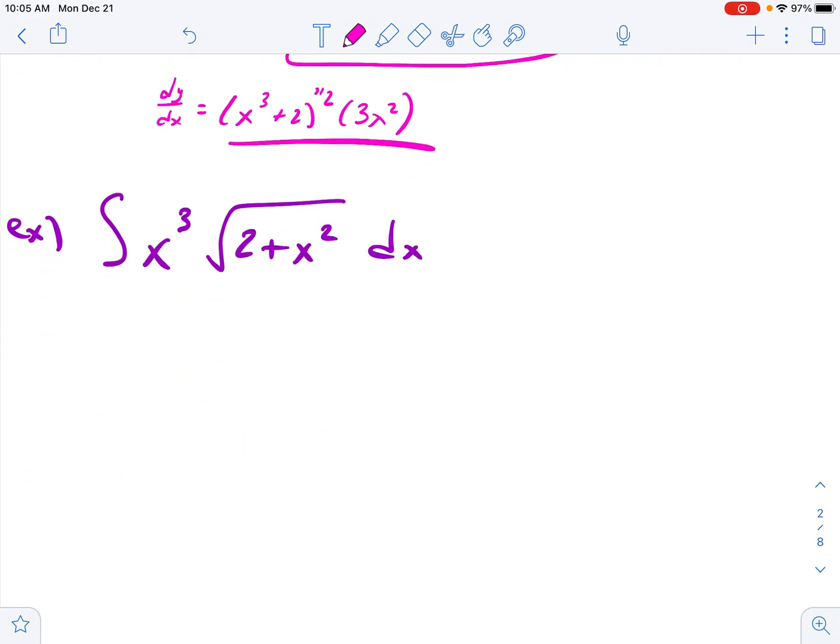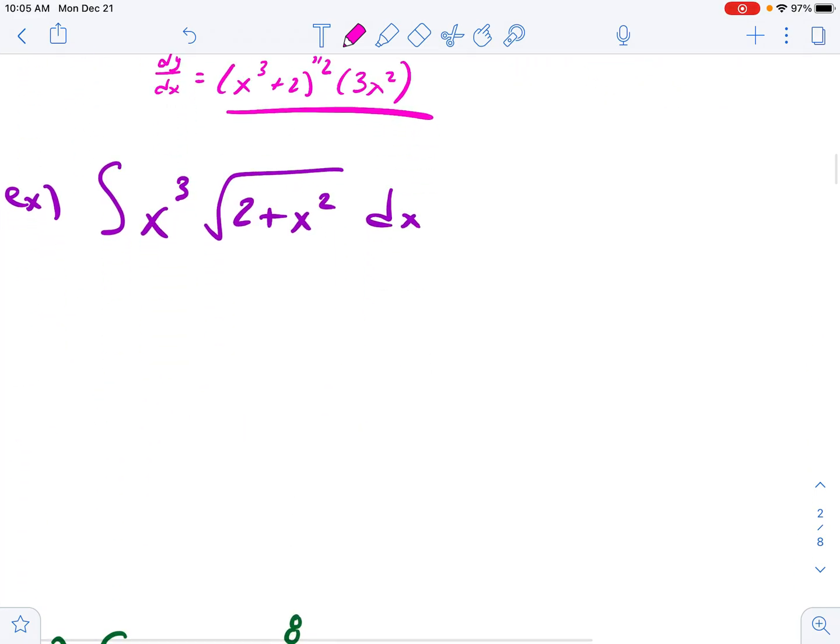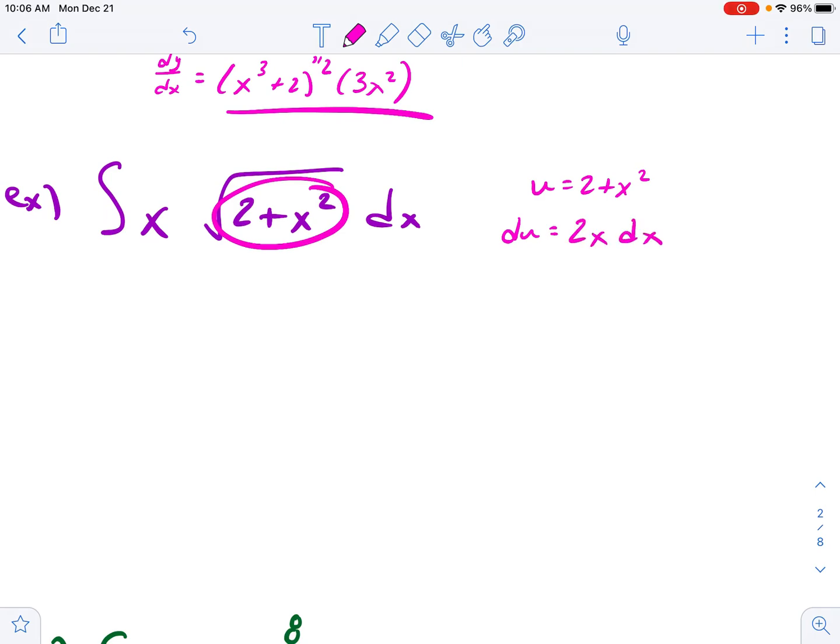So if you want, you can try this one on your own, see how you do with it. Okay. I'm going to let u be the inner quantity. Now let's look at our du. Oop, excuse me, that should just be an x out front. My apologies. That should just be an x times the square root of 2 plus x squared. So du is the derivative of the inner quantity. When I take the derivative, we get back 2x times dx.